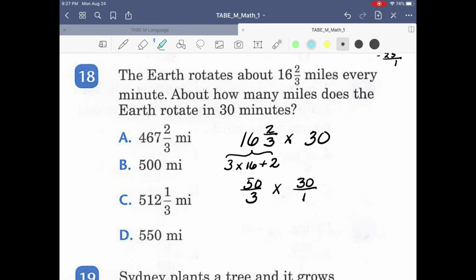So we can do some canceling right here. 3 into 3 is 1. 3 into 30 is 10. A 1 on the bottom and then a 5 with 2 zeros. This one is going to be 500 miles. B.